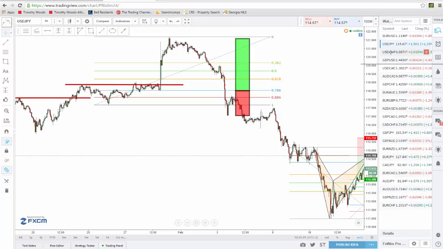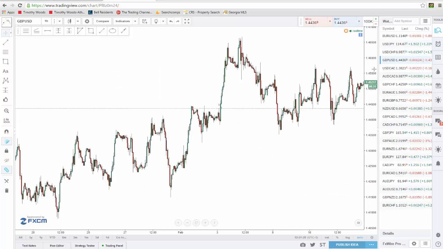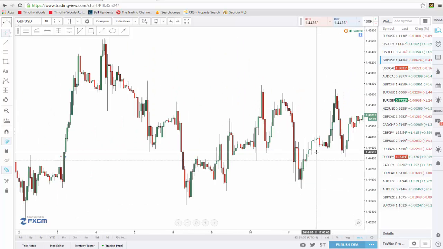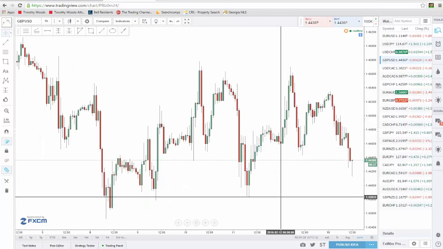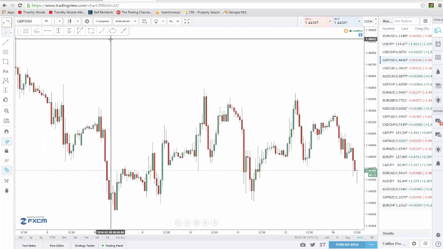Next, on the dollar Swiss, we had a couple of losses. I'm not going to go through those. Instead, let's skip down to the pound dollar, where we had a winning cipher pattern. And I will let you see if you can spot this cipher pattern before I draw it in.